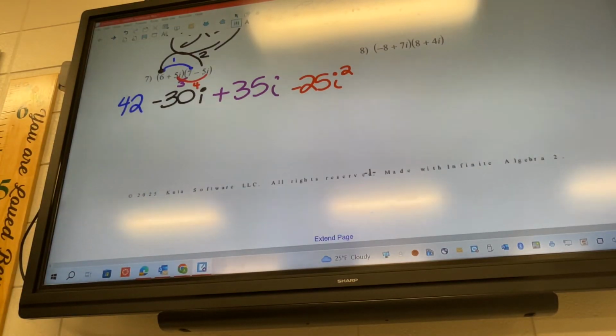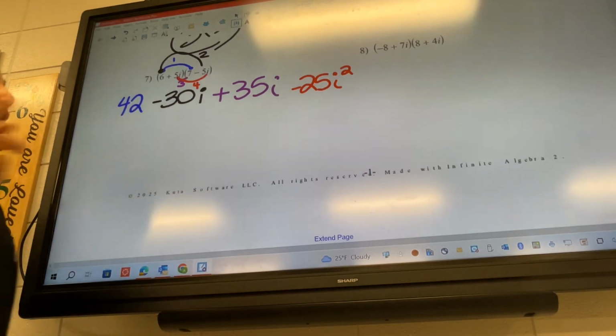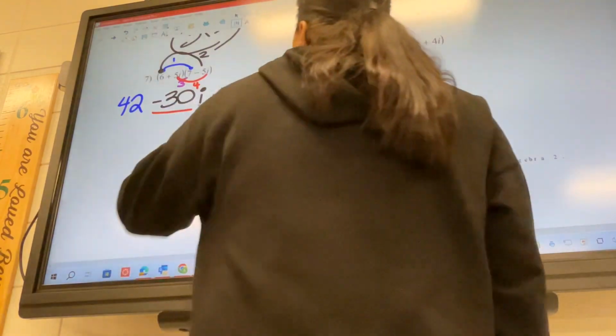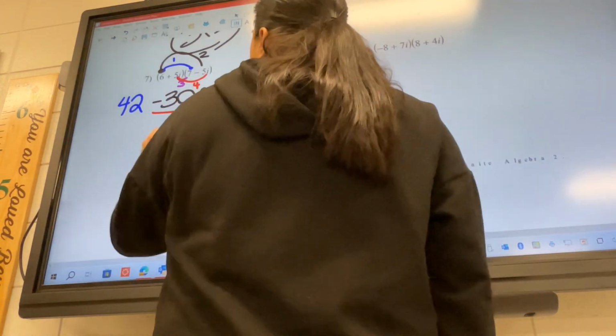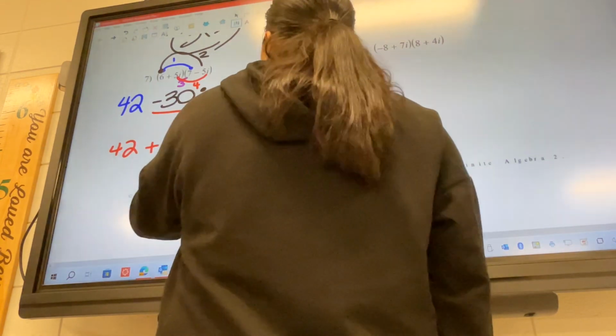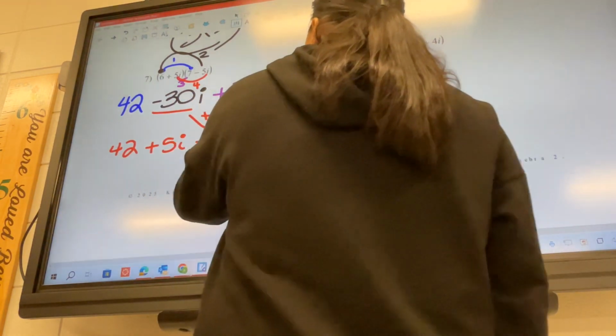Okay, and then what do we do? The steps kind of vary. You can do whatever you want in whatever order. So what can we do next? Add the i's together. What is negative 30 plus 35? Positive 5i. Okay, we're going to add those two together. So we got 42 plus 5i minus 25i squared.